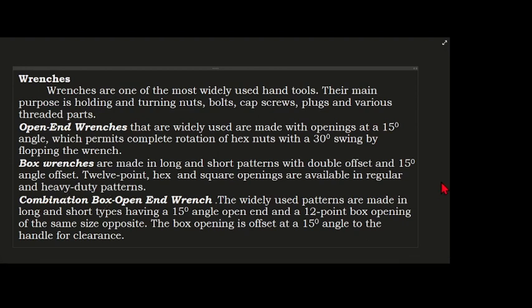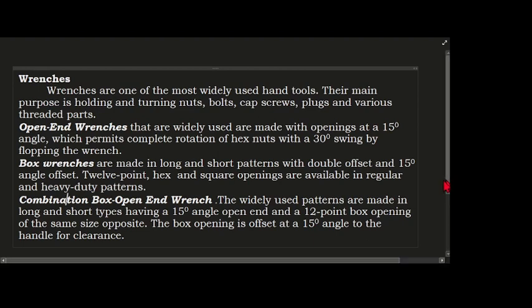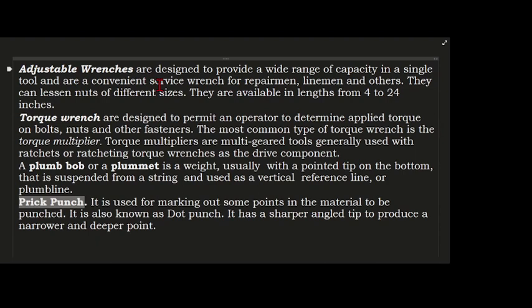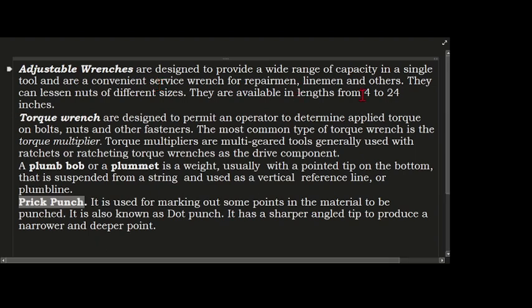So when we say sizes ng wrench, yung laki ng kanyang kayang mahigpit or kaya maluwagan na bolt, no, yung head ng ating bolt. Then adjustable wrench, so if hindi natin alam kung ano yung size ng ating bolt, then sometimes we will use the adjustable wrench, no. So because we could adjust the wrench head, no, so it could be from 4 to 24 inches yung kanyang laki. Then torque wrench, so tapos na kanina, so this is to apply a specific torque.